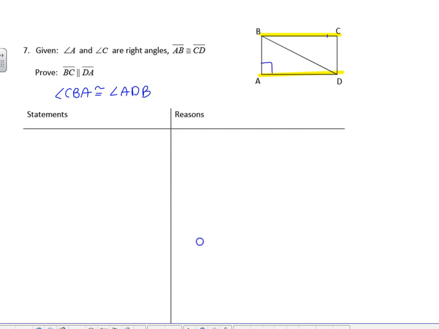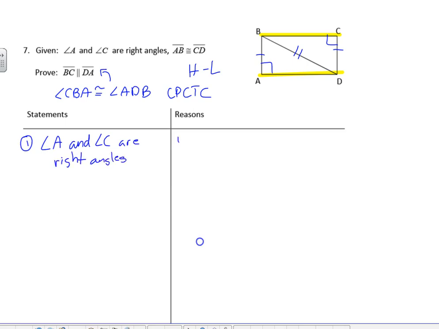So we've got angle A, angle C as a right angle. We've got side AB and side CD, and then by our reflexive property, okay? So we've got hypotenuse leg. We've got CPCTC to get this part, which is going to lead us to the parallel lines. All right, I'm going quick, but feel free to ask questions in class. So angle A and angle C are right angles. We know that because it's given to us.